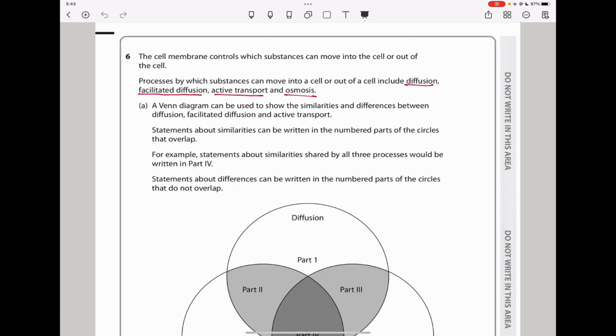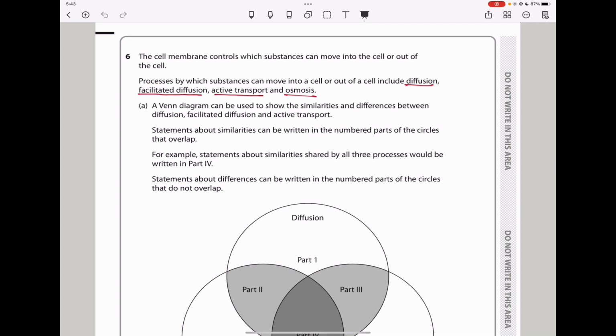Question 6, the cell membrane controls which substances can move into the cell or out of the cell. Processes by which substances can move into a cell or out of a cell include diffusion, facilitated diffusion, active transport, and osmosis. A Venn diagram can be used to show the similarities and differences between diffusion, facilitated diffusion, and active transport. Statements about similarities can be written in the numbered parts of the circle that overlap.